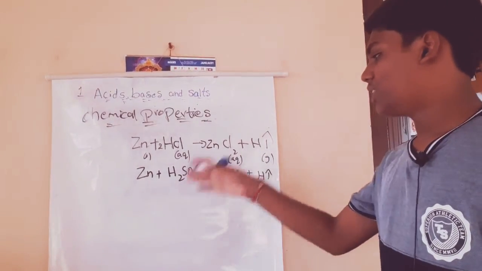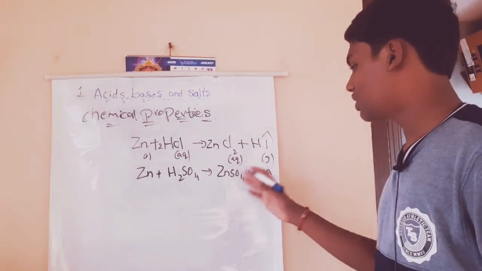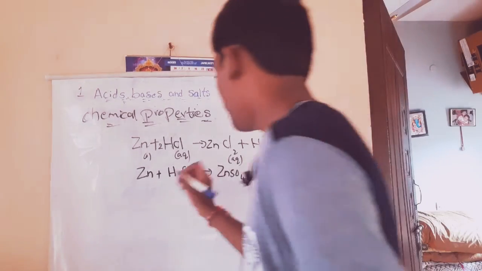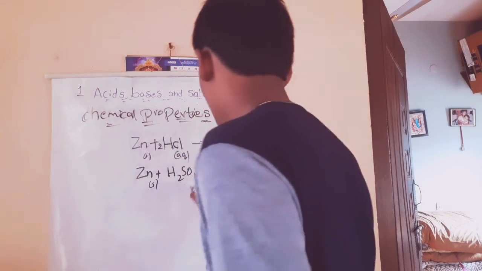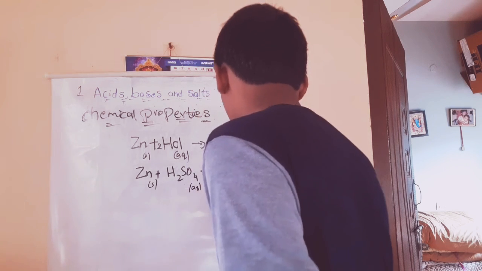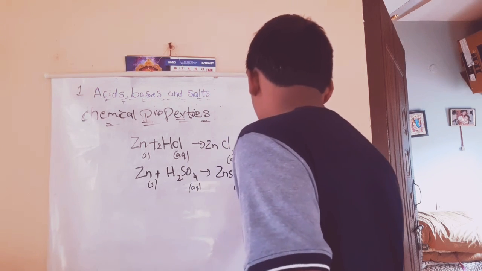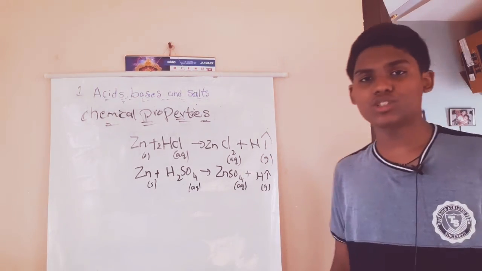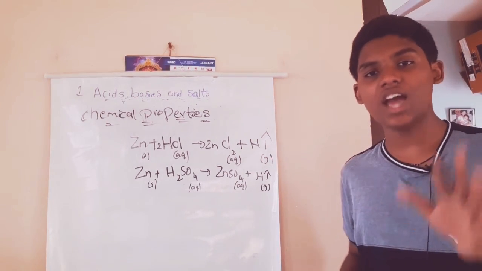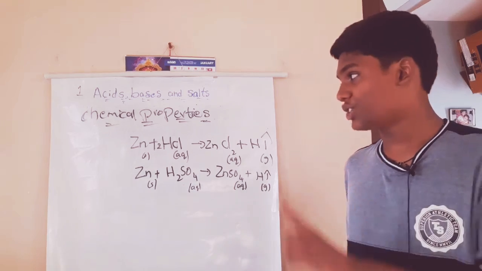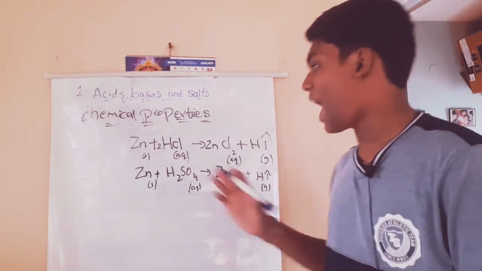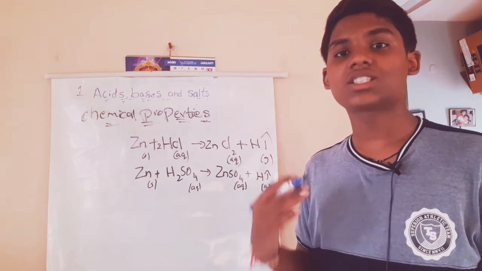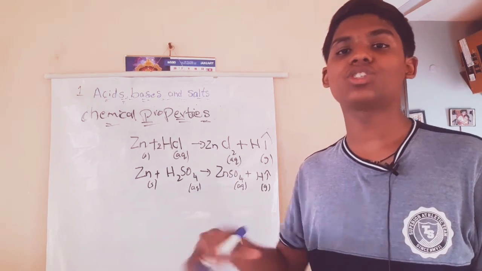When zinc reacts with sulfuric acid, they form zinc sulfate and liberate hydrogen gas. Zinc is solid, H2SO4 is an aqueous solution, ZnSO4 is also an aqueous solution, and H2 is a gas. So these are some examples in which acids react with metals. The first chemical property is that acids react with metals to form salt and liberate hydrogen gas.